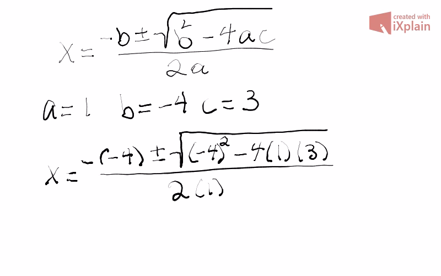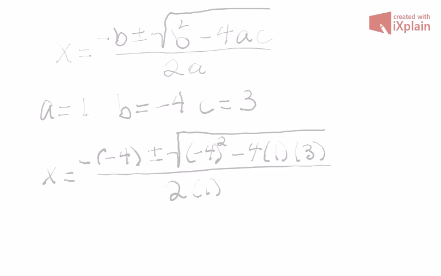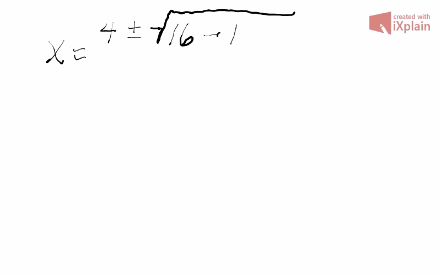So again, remember the negative 4 squared inside the square root is going to give us a positive 16, and then the negative 4 at first with the negative b is going to give us a positive 4. So simplifying some stuff, we have x equals positive 4 plus or minus the square root of positive 16 minus 12, which is 4 times the 3, all divided by 2 times 1, which is 2.